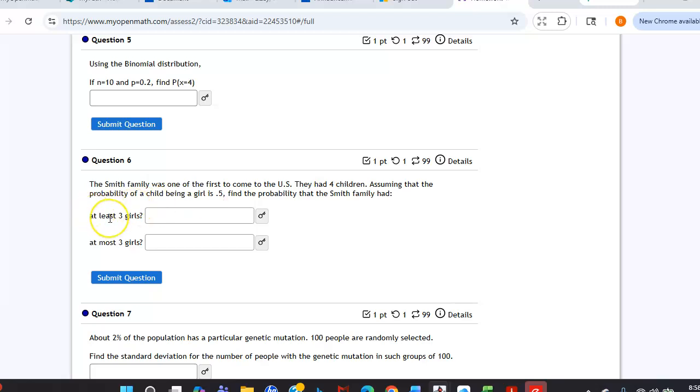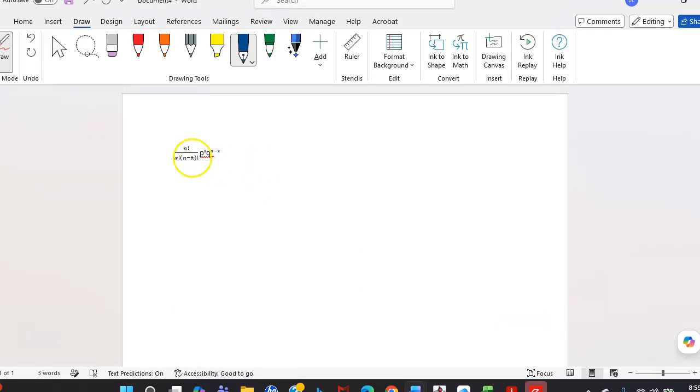All right, but let's think about what it means to have at least 3 girls. At least 3 girls means we could have 3 girls or we could have 4 girls. All right, so 3 or 4. So really, we need to compute the binomial formula for 3 girls and for 4 girls and add the two probabilities together. All right, so what I have done is put on a page the binomial formula.